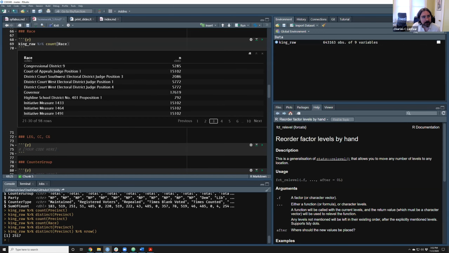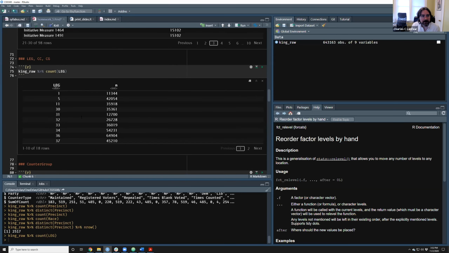Next thing. I said let's take a look at LEG, CC, and CG. I'm going to look at some values, and you can try and figure out what these might be. So LEG takes values like 1, 5, 11, 30, and has a lot of observations in them. It's not continuous numbers. There's a bunch of spaces in between them. What do you imagine LEG might be? Any guesses? Maybe legislative districts. Yeah, I think that's what it is, legislative districts.